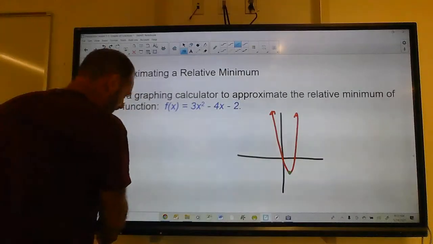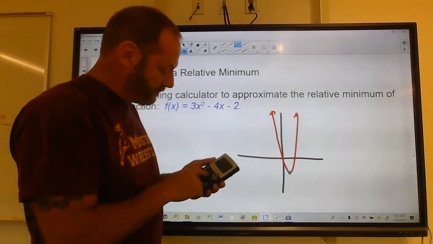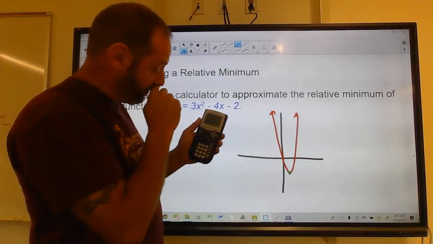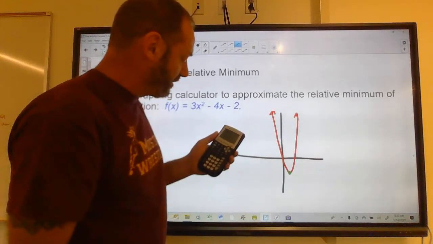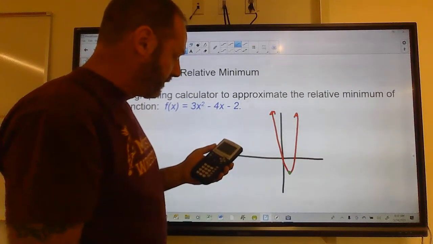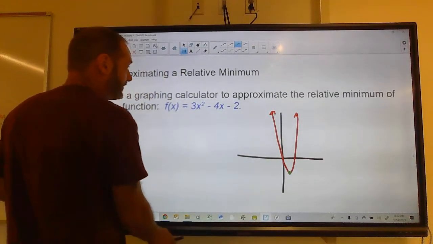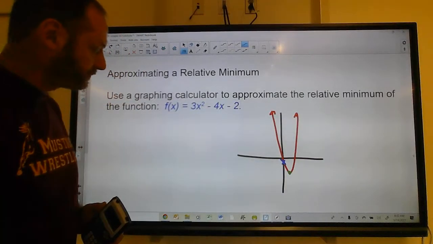All right, but it's hard to tell where it is on the graph, so here's what I'm going to do. If you look along your top 5 keys here, the fourth one says calc above it, so hit second, the blue key, calc, and then you'll see number 3 is minimum, so just hit 3. And what it does is it puts a little X on my graph, and it put mine right about there.